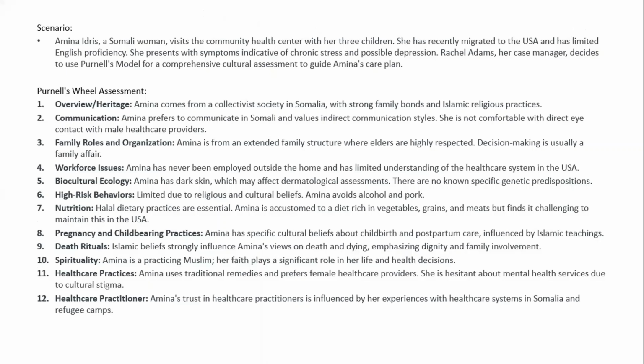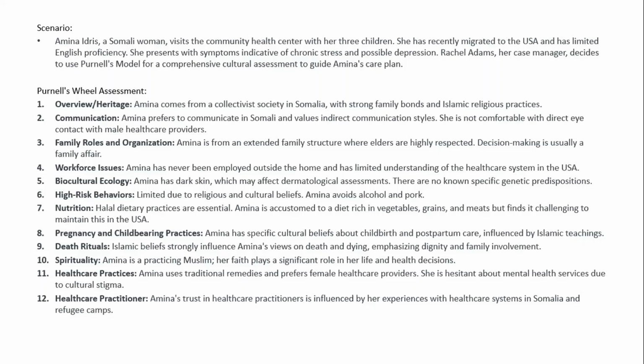So overall heritage, she comes from a collectivist society in Somalia with strong family bonds and Islamic religious practices. She prefers to communicate in Somali and values indirect communication styles. She is not comfortable with direct eye contact from male healthcare providers. Very important. Family roles. Amina is from an extended family structure where elders are highly respected. Decision-making is usually a family affair. She has never been employed outside the home and has limited understanding of the healthcare system in the United States.